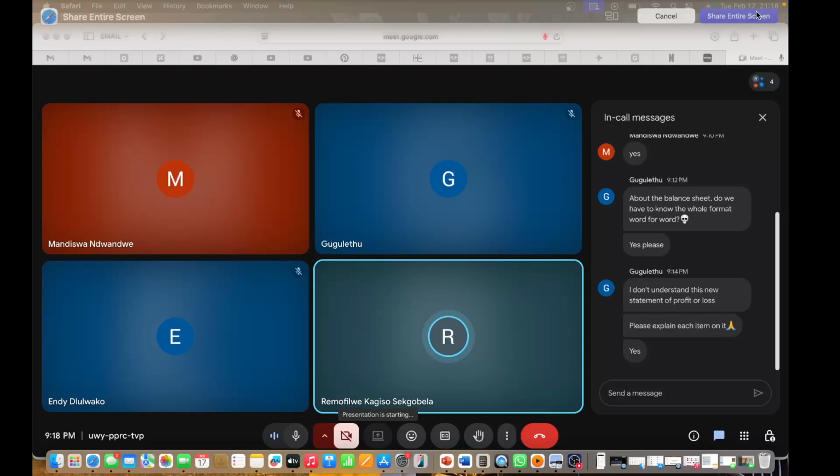Okay, not a problem. That's a good question. So let us just come here. First, you asked what is the difference between a transaction and an event, right? The difference between a transaction and an event, guys, is that a transaction usually takes place between two or more entities, right? Example, Tabang buys shoes from Lebogang for 5,000.